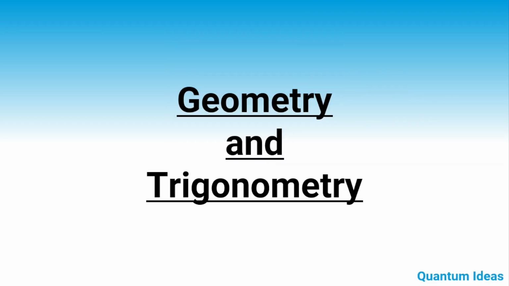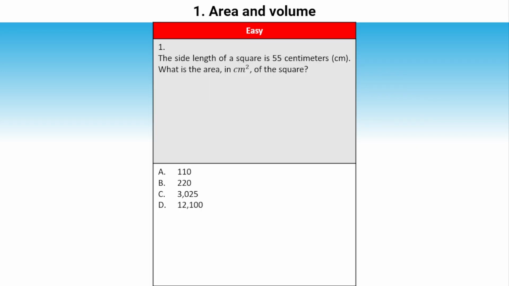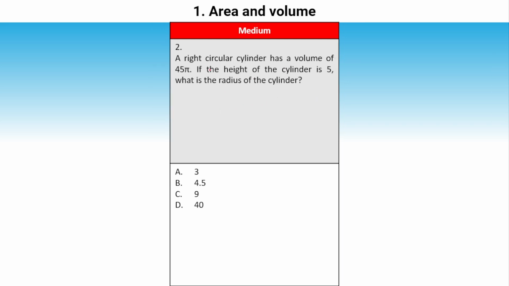So let's move to the next one, that is geometry and trigonometry. Let's see an easy one. The side length of a square is 55 centimeters. What is the area? Area is basically L squared, that is 55 squared, and the answer is 3025. Next one, the right circular cylinder has a volume of 45 pi. If the height of the cylinder is 5, volume is pi r squared h, right? So pi r squared times 5 equals 45 pi. r squared is 45 by 5, which is 9, so r equals 3. So 3 is your answer.